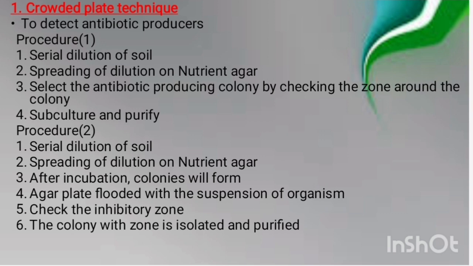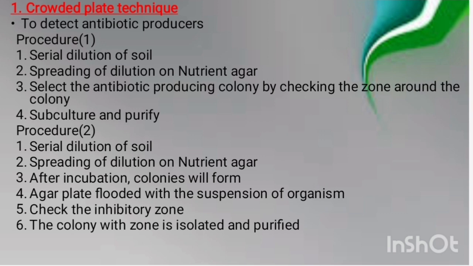Procedure. First step, serial dilution of the soil. Then spreading of the dilution on a nutrient agar plate. Then the agar plate that shows 300 to 400 colonies per plate is selected. Then that agar plate with colonies, after incubation, is flooded with suspension of test organism.